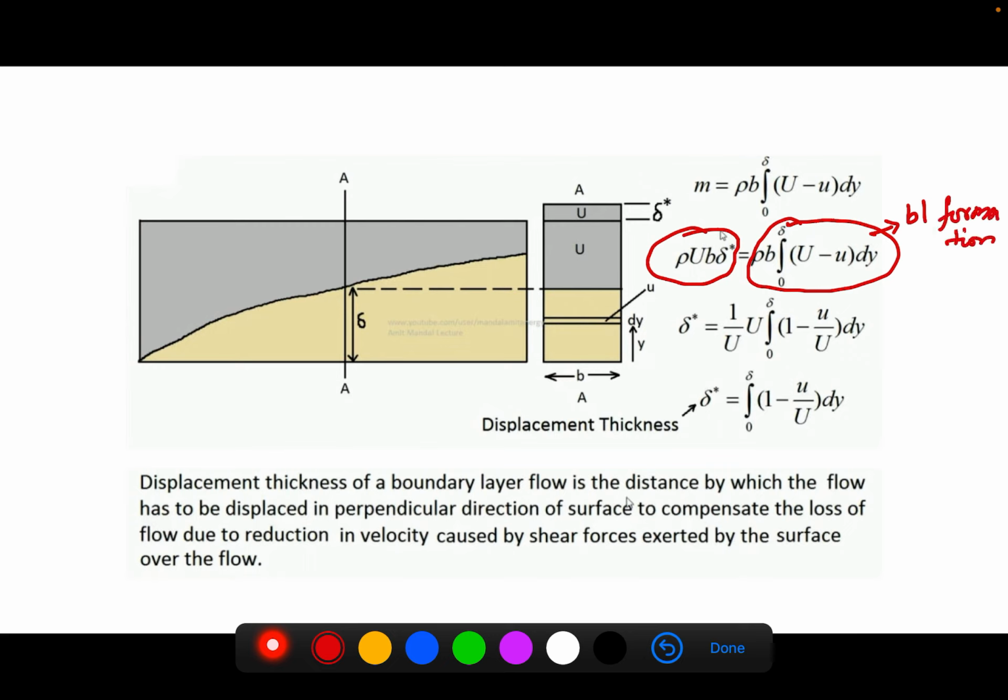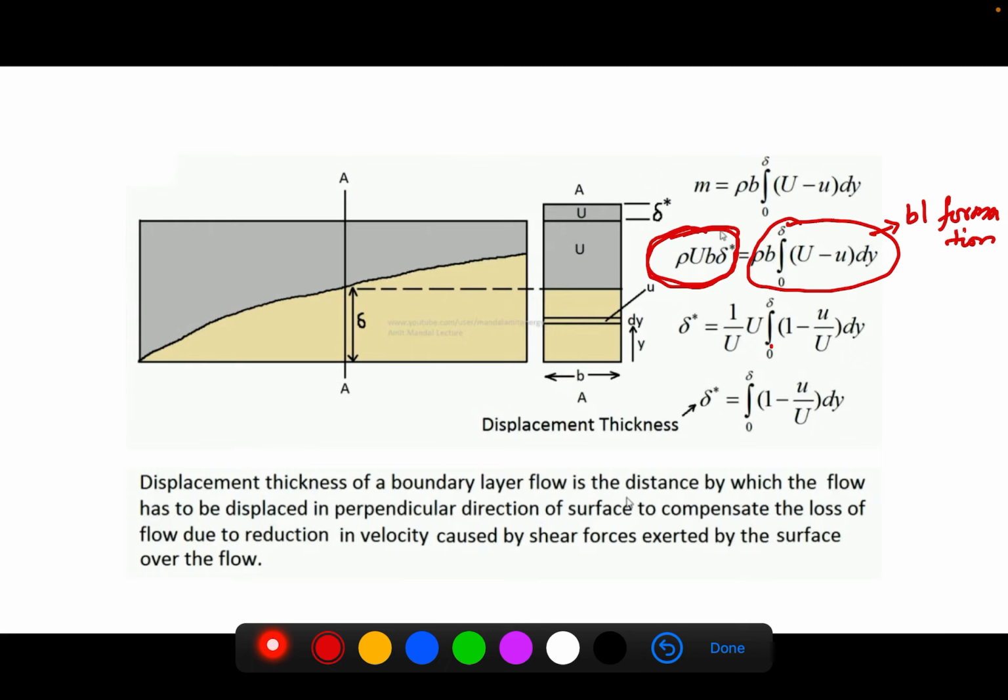So this is BL formation, and that is compensated by a small shift in the fluid layers by that delta star. If we equate, we will get delta star equals 1 by U into U integral 0 to delta of (1 minus u by U) dy. That is, U cancels, and delta star is the integral 0 to delta of (1 minus u by U) dy.